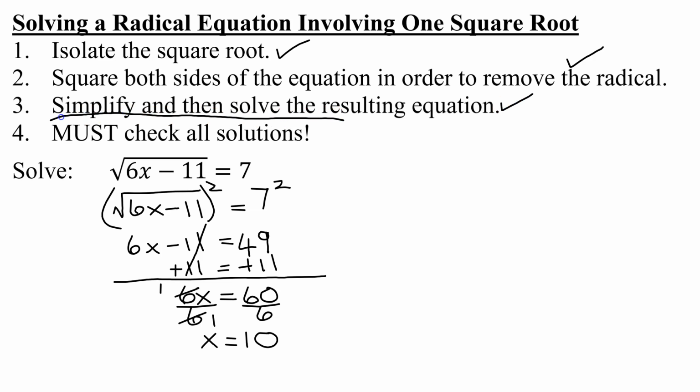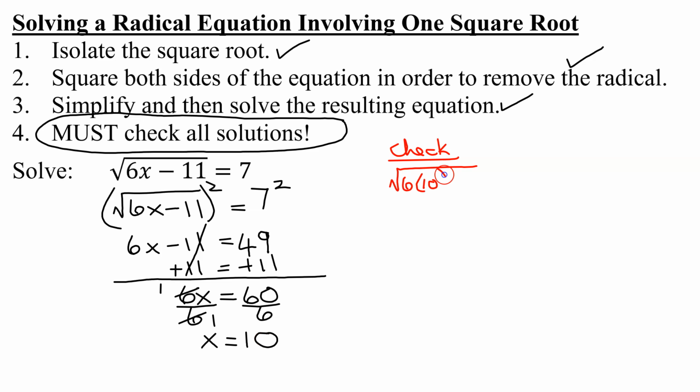But don't forget, all radical equations you must check for extraneous solutions. So that means take your answer of x equals 10 and plug it into the original equation. So I'm going to get the square root of 6x, well, it's 6 times what's x? 10, minus 11, that's all underneath the radical, should equal 7.